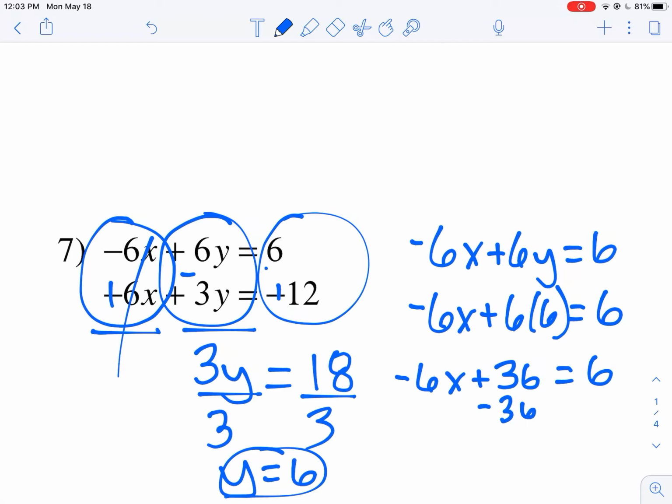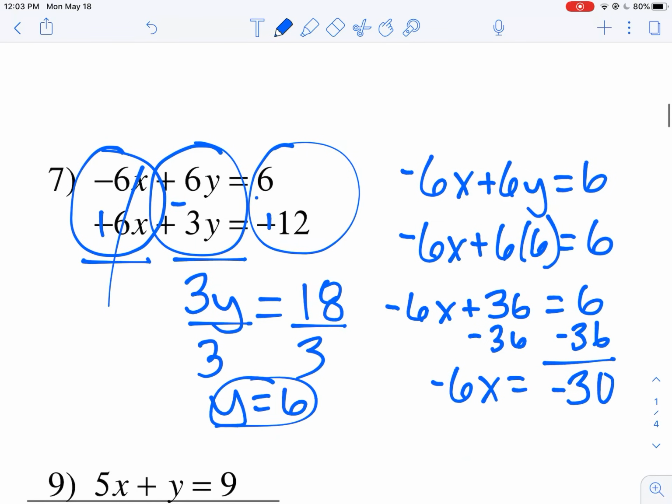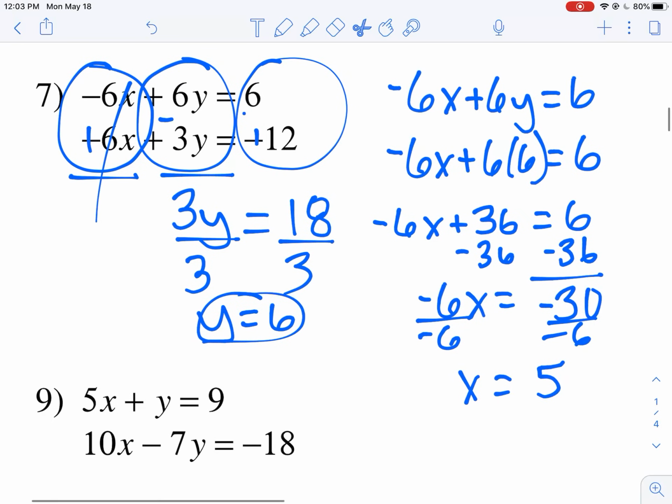I'm going to subtract 36 from each side. 6 minus 36, that's going to give me negative 30. I got negative 6x equals negative 30. Divide each side by negative 6. When you divide two negatives, you're going to get a positive answer. x equals positive 5. So you can rewrite your answers in ordered pair.